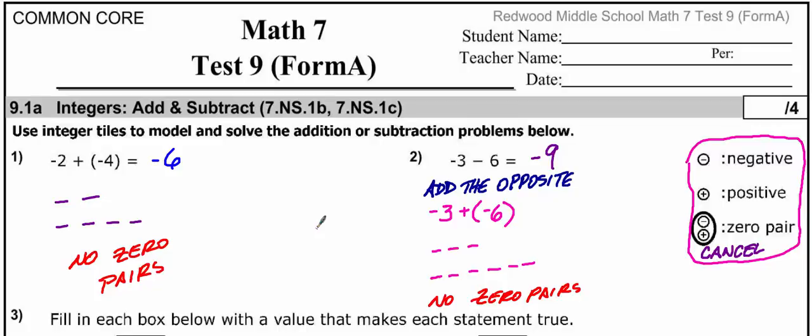All right, so at any point, if you need to review something, if you need to stop the video and play it back because something didn't quite make sense, go ahead and do that. You get to do this totally at your own pace.